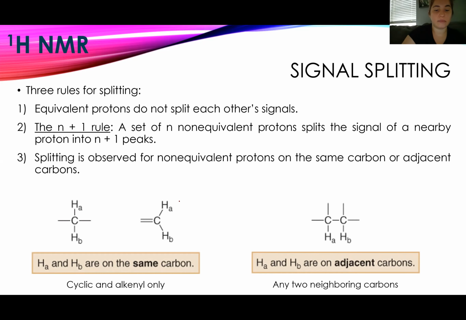If you had an alkene that was asymmetric, so say there's two different things happening over there, proton A and B would be different and those signals would split each other.